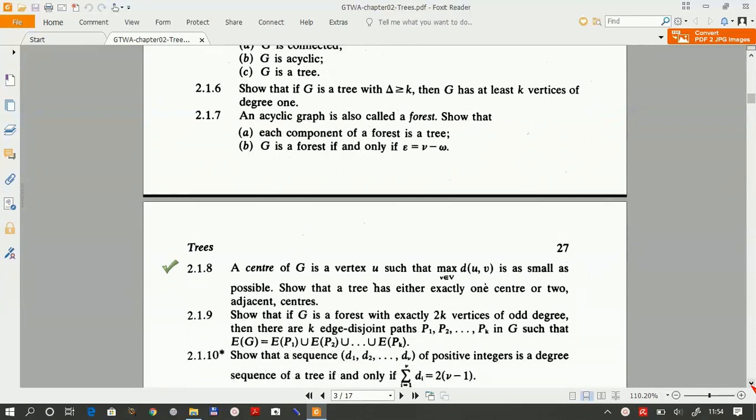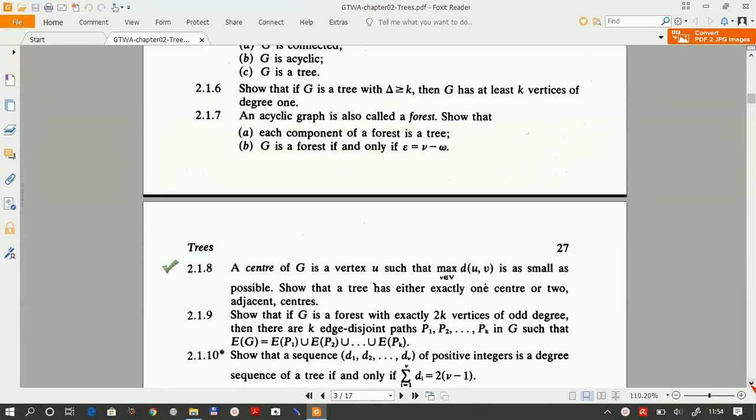This is even more difficult. Exercise 2.1.8. It's an interesting exercise, but it's also long to prove. But again, try to think about it 10-15 minutes at most.